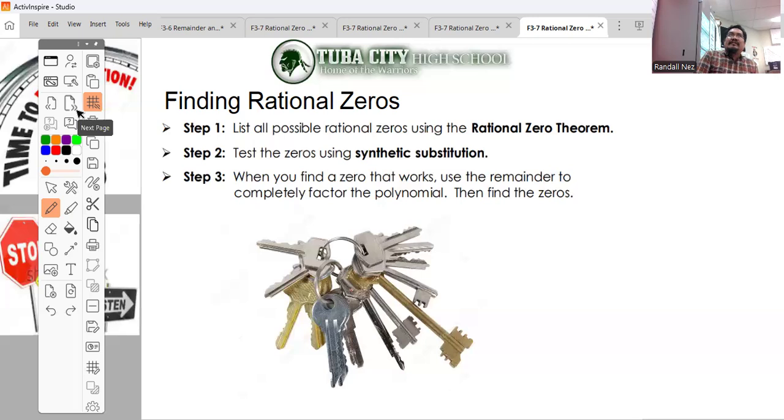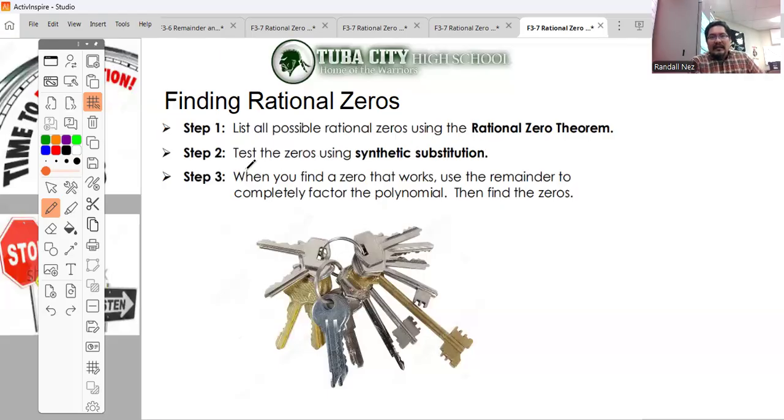Testing the zeros using synthetic substitution. So that's more of what we did yesterday. Thinking about what we did yesterday, in that one they gave you the factor, so it should have worked. We should get no remainder. In this one, we have to be a little bit more vigilant because if we make a mistake, we could call the right answer the wrong answer, the wrong answer the right answer. So again, we're just going to go ahead and substitute.